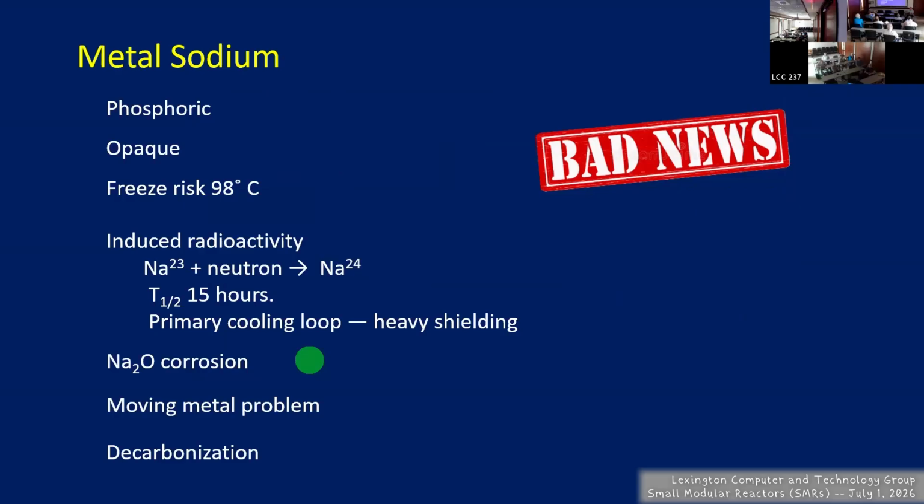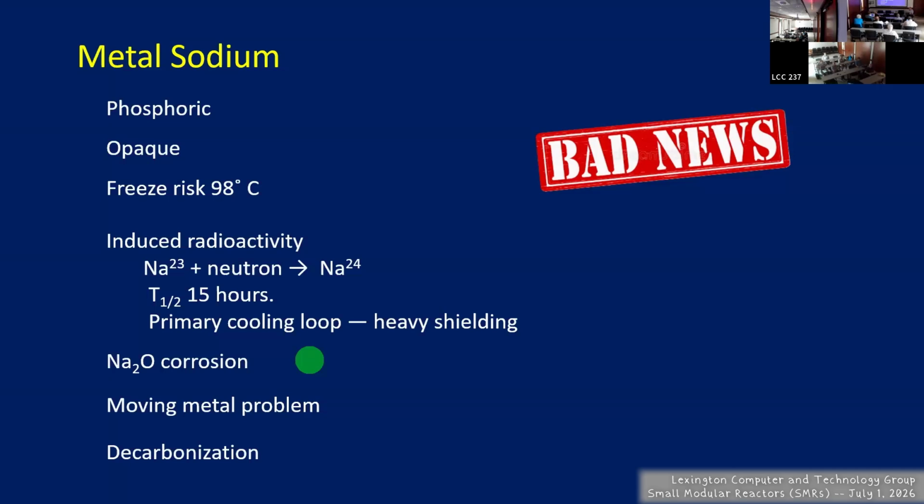But when there's good news, there's bad news. It's pyrophoric, which means that it burns as soon as it hits oxygen. It's like a match, whoo, like that. And it's opaque, so you can't have fiber optics in the tubing to see what's going on inside. It does have some induced radioactivity with a 15.5-hour half-life, so you have to have pretty heavy shielding around the primary loop, which adds cost. Sodium oxide, if it's captured in the piping system, causes corrosion. And metal sodium has what's called the moving metal problem. It will extract iron from one point in the piping and deposit it downstream.